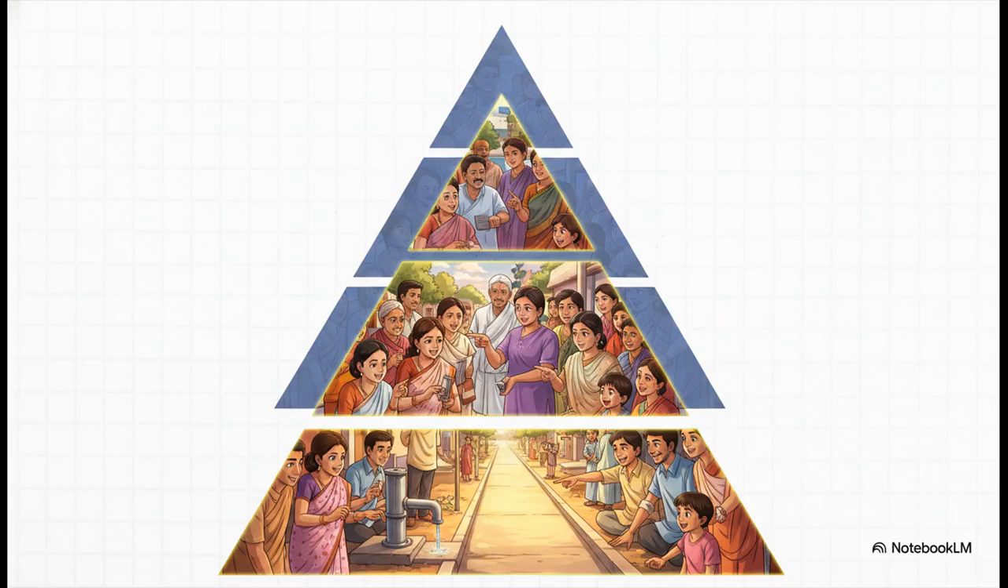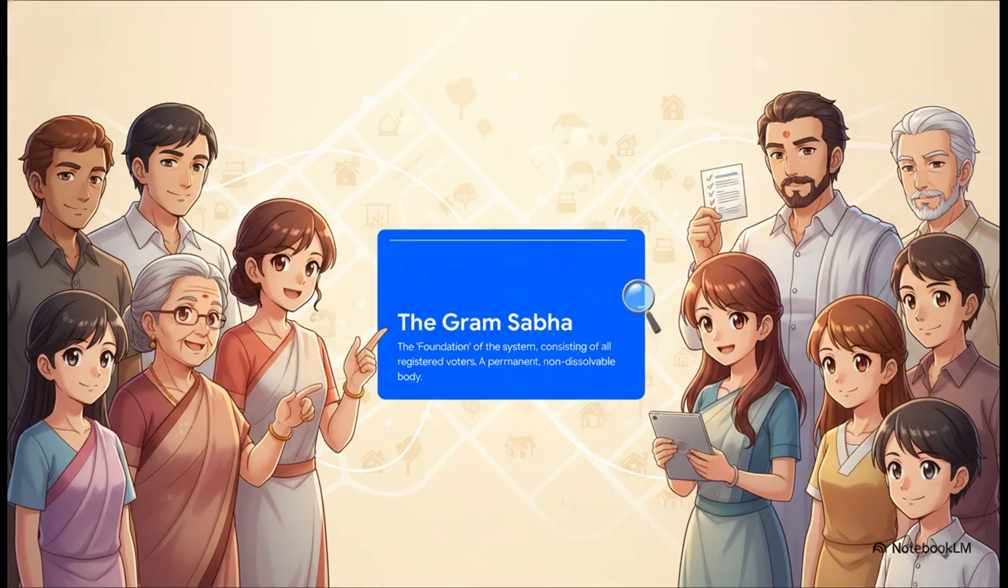But wait, this isn't even the true foundation of the whole system. No, the real soul of the system is the Gram Sabha. And this is probably the most direct form of democracy you can possibly imagine. See, it's not some elected committee. The Gram Sabha is made up of every single registered voter in the village. It's a permanent body, it can't be dissolved. So if you are a registered voter in a village, guess what? You are a member of the Gram Sabha. This is where the power ultimately comes from.